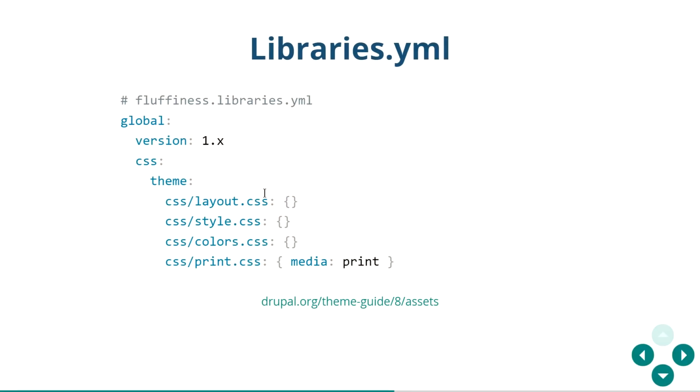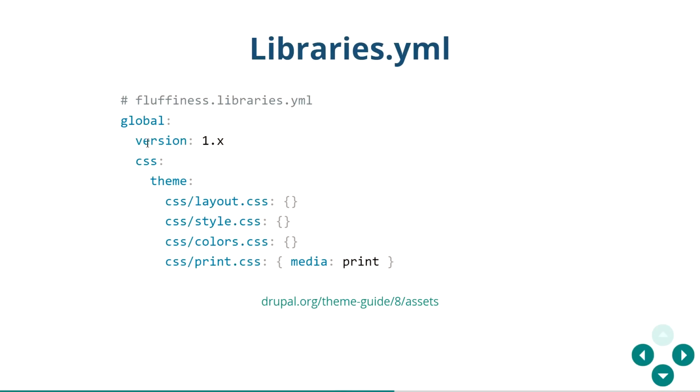Now, there's another file called libraries.yaml. If you're familiar with the libraries module or hook library, which was not part of the libraries module, it's part of core, this is kind of taking that over. Basically, you can define a library in any theme or module. You give it a name. In this case, I'm calling it global. This is going to be my theme's global CSS, JavaScript, or whatever. Right now, we're just going to do CSS.